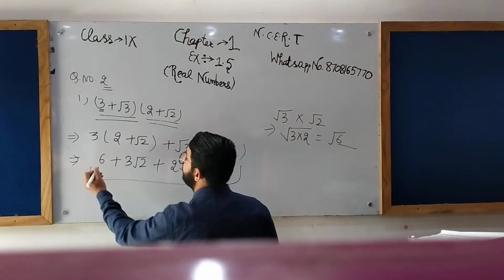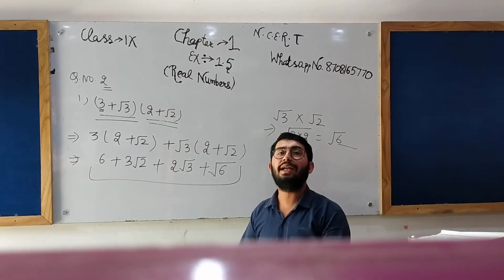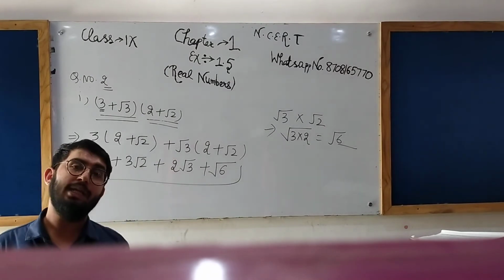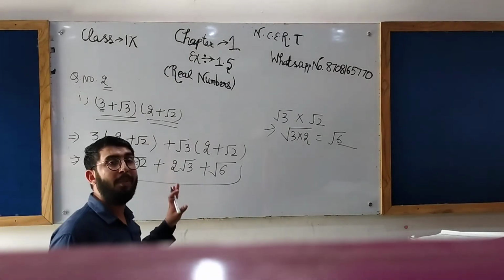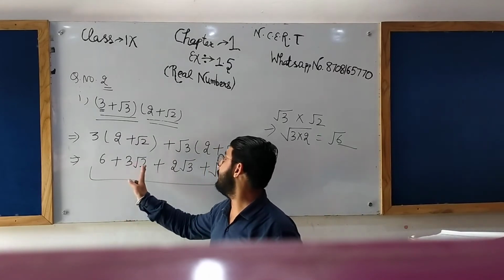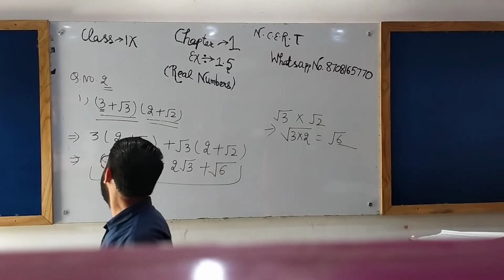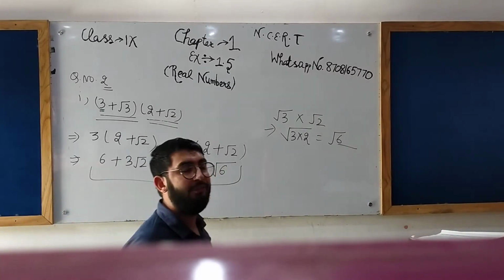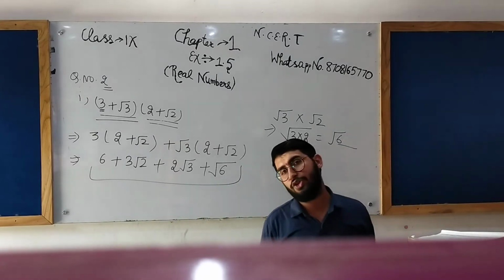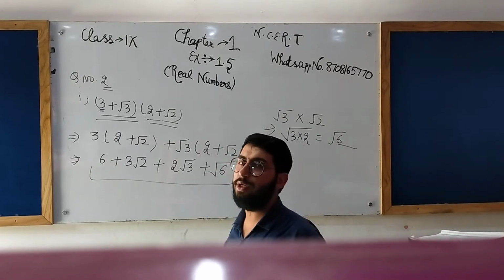In these four terms, there are no like terms, so we will stop our answer here only. The answer is 6 plus 3 root 2 plus 2 root 3 plus root 6. We just can't simplify it further. This was the first part we have done of question number 2.